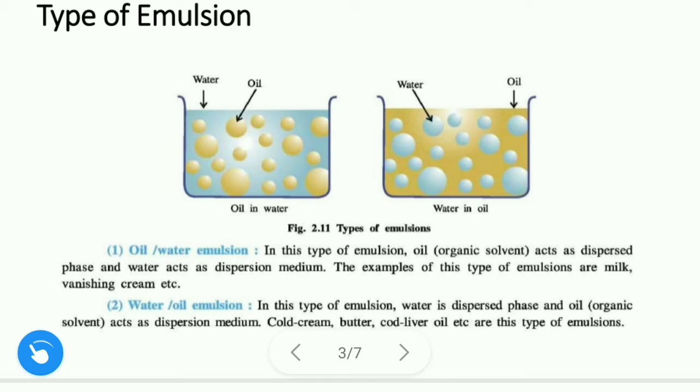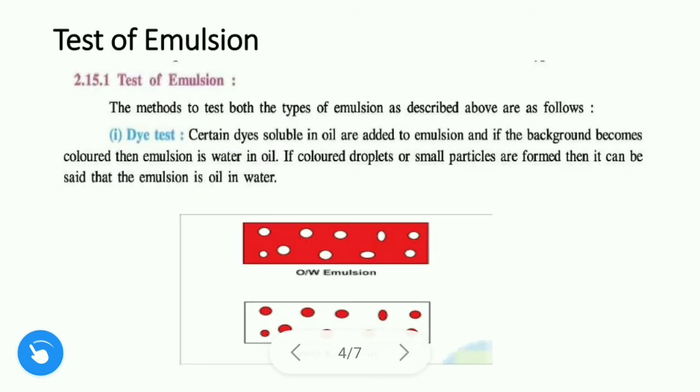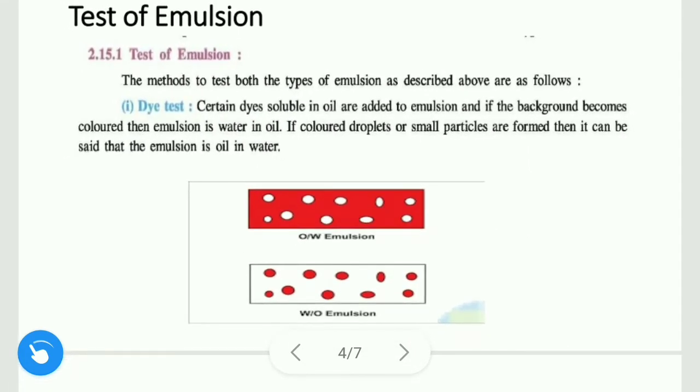Okay, so now we will be discussing the tests for emulsion. First is the dye test. We will be discussing the dye test and the dilution test only. In the dye test, there are certain dyes. As you all know, dyes are coloring agents or coloring substances. Certain dyes are soluble in oil. So some dyes are added to an emulsion or the solution which is to be tested.